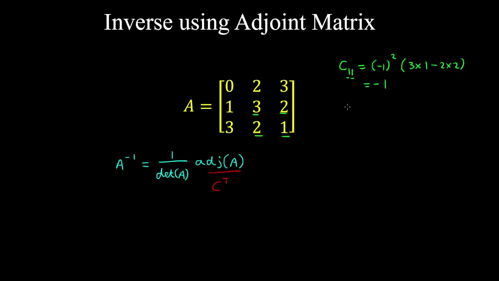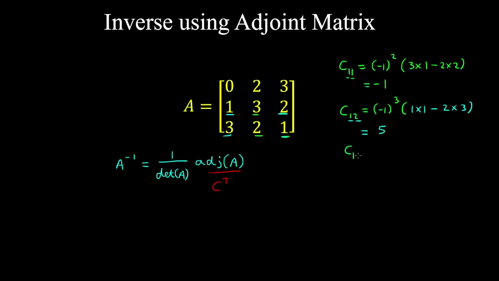And let's do this for the entry in row 1 and column 2. So the cofactor is minus 1 to the 1 plus 2 by the determinant of the minor, which is composed of the entries that are not in row 1, column 2. So the determinant of this minor is 1 by 1 minus 2 by 3. So that would give minus 5, and minus 5 is plus 5.